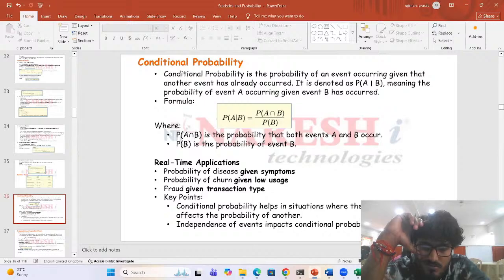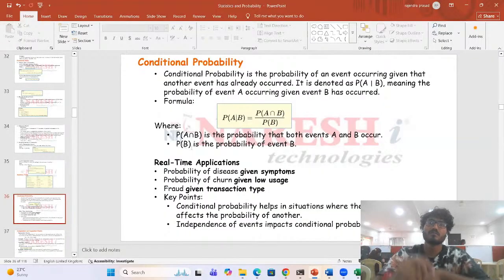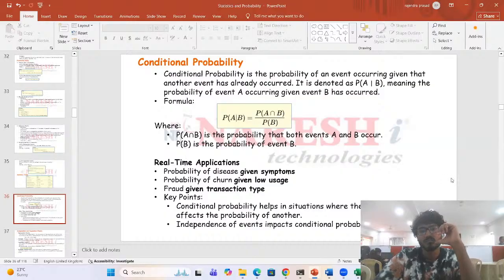Here, probability of A intersection B is when both events A and B occur together, at the same time. Then what is the probability of B? Probability of B is the happening of event B, which has already happened, that is already calculated. Clear? So this is about conditional probability.